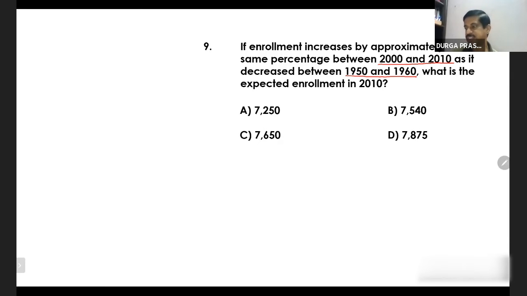Okay, so now let us see what it is. He's now asking me what the strength is in 2010. By 2000, it was 7,000, isn't it? You look at this.